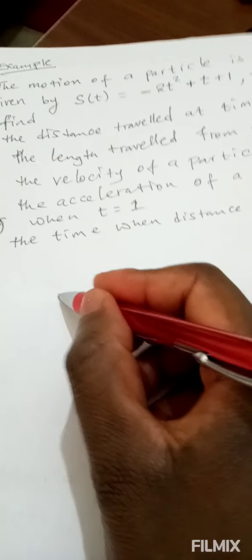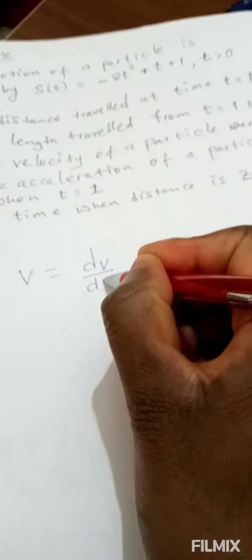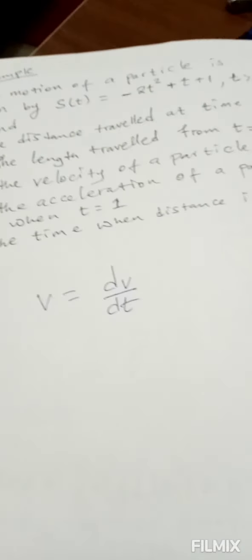Then we have another question: find the velocity of a particle when time is equal to 0. So the velocity of a body is given by, average velocity is given by dv dt.